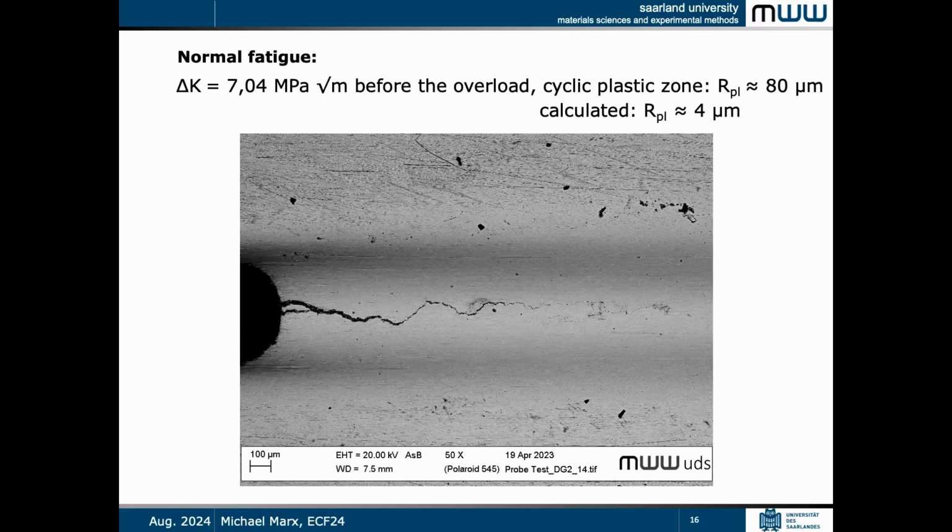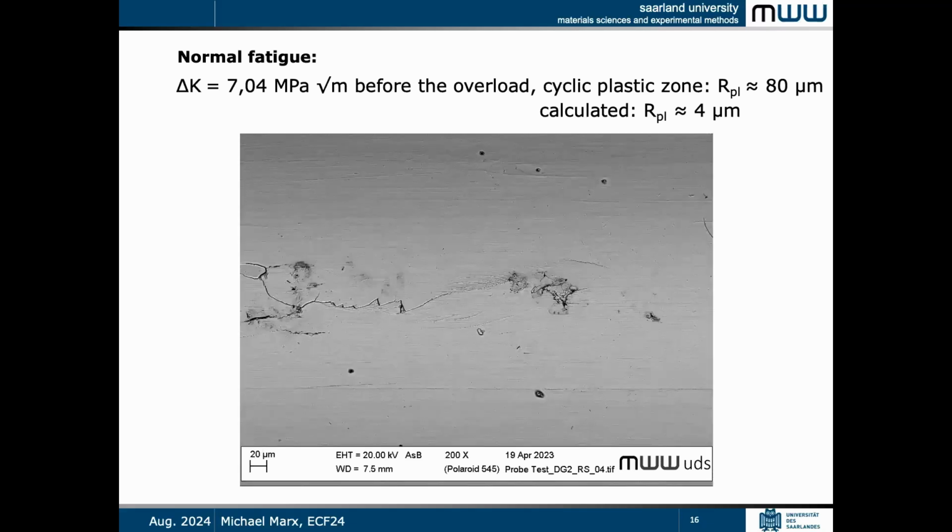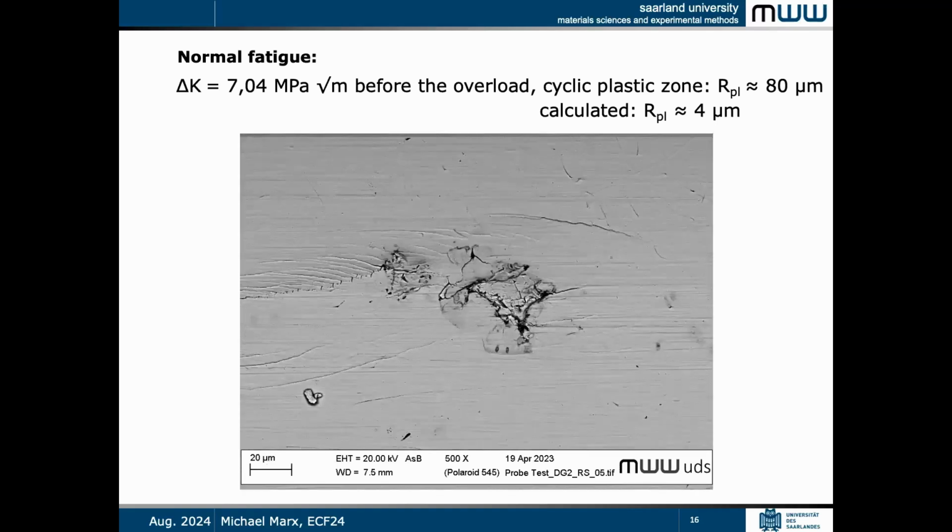We calculated the plastic zone should be about 4 microns, but when we measured the plastic zone visible here by these slip lines, we get about 80 microns, which is much larger than calculated by linear elastic fracture mechanics from the applied load. So this is the crack tip. It's not so clearly visible.